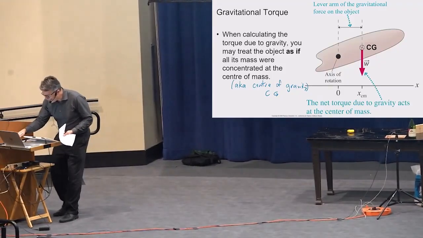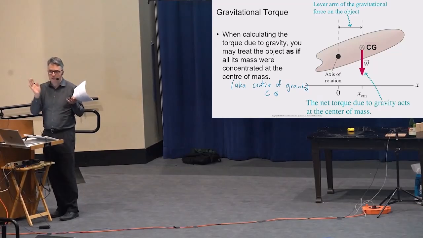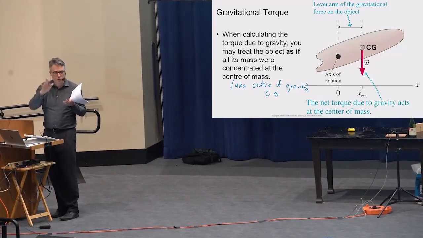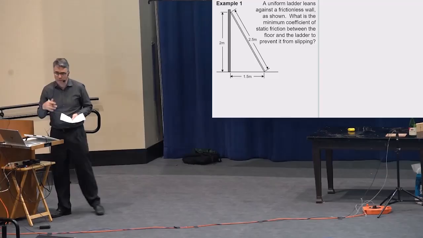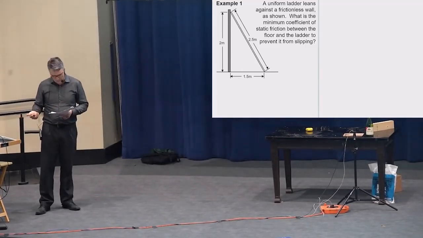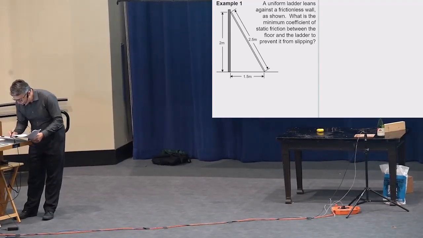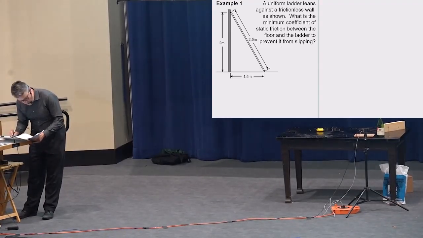So example, and often these objects are uniform, meaning the center of mass is at the geometric center of the object, and that's what's going on with the ladder leaning against the wall. It says uniform ladder leans against frictionless wall. What is the minimum coefficient of static friction between the floor and the ladder to prevent it from slipping?